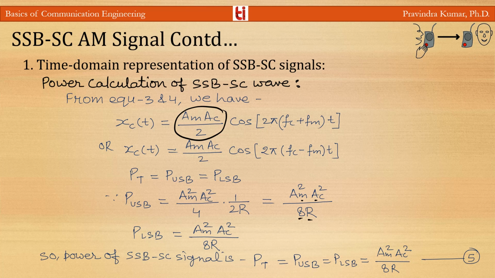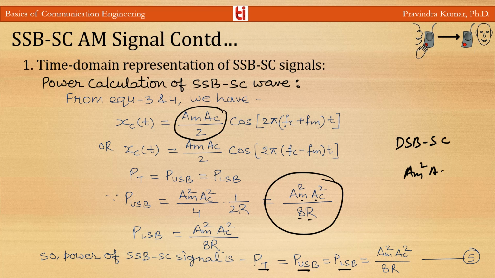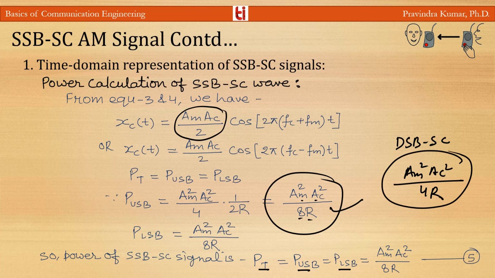And so the power of the SSB-SC signal, that is the transmitted power for the upper sideband or the lower sideband, is the same, Am square Ac square by 8R. And you have seen in the previous lecture the power required for the transmission of DSB-SC was Am square Ac square by 4R. So it is half of the power required for the transmission of DSB-SC, compared to your SSB-SC signal.